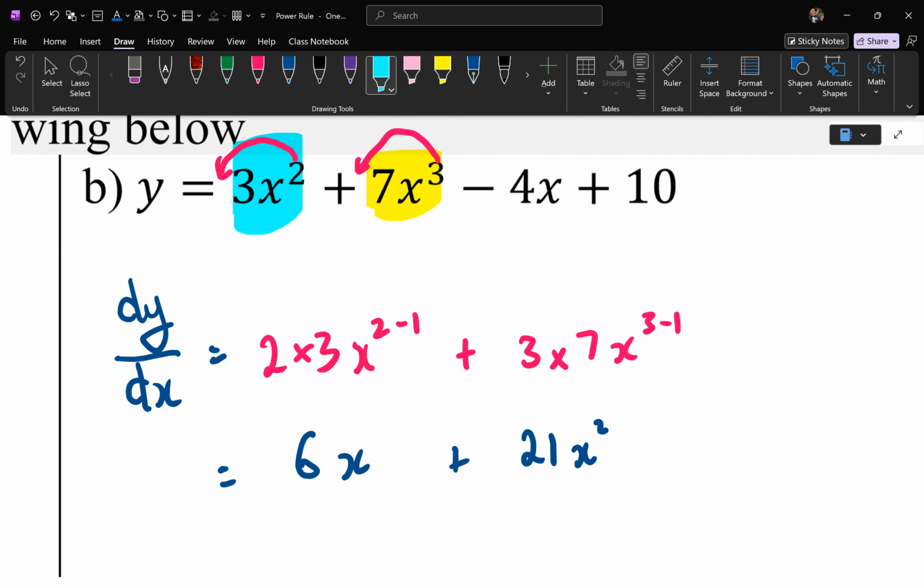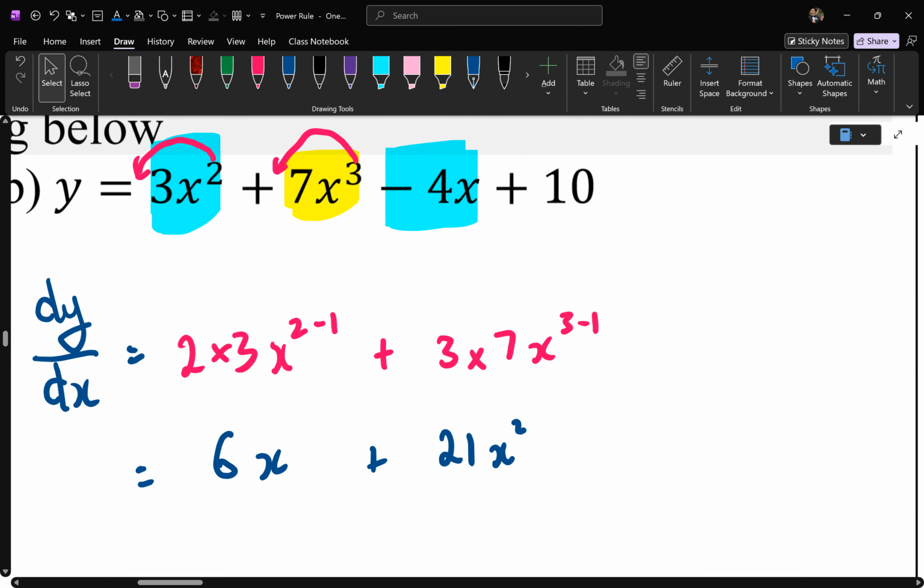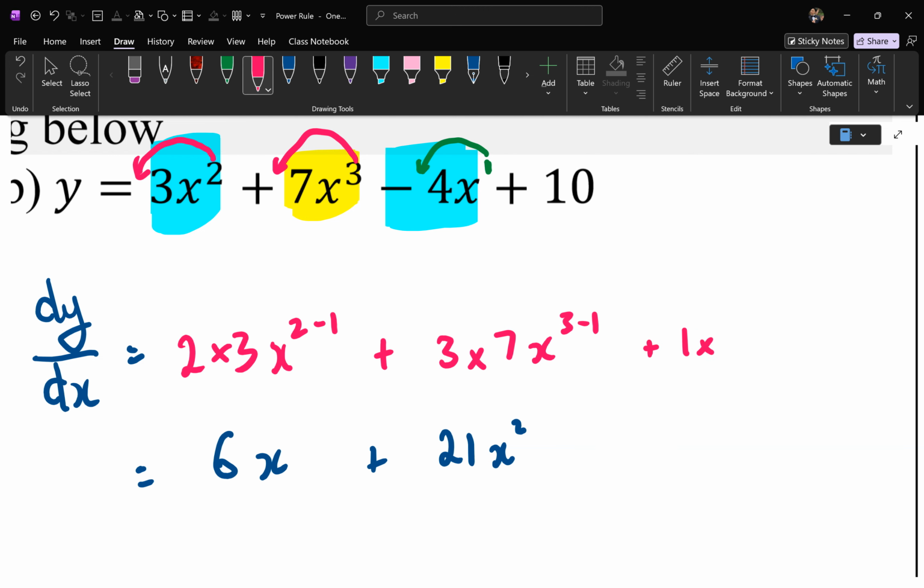Let's try the third one. Third term, minus 4x. What's the power for the third term? 1. So bring the power down to the front, and again, same thing: it's plus 1 times negative 4, because the coefficient is negative 4. Power is x to the power of 1 minus 1. That should give you the third term simplified as negative 4, and x to the power of 0 is just 1, so it's just negative 4. Just to help you out, I'm going to write the 0 in front so you can see.